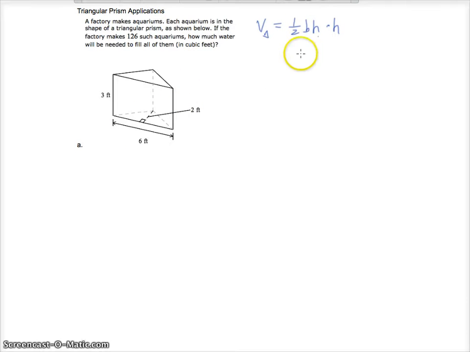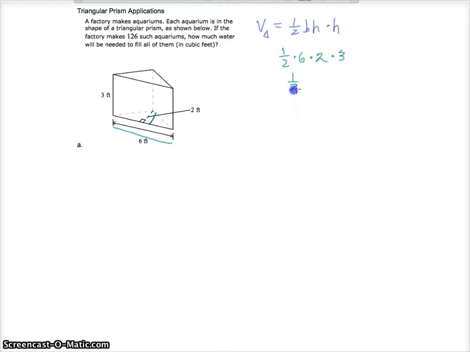So let's first talk about finding 1/2 the base times the height. Okay, so we're going to do 1/2 times 6 times 2, and then we're going to multiply it by 3. Let's do it this way first. Let's go 6 times 2 times 3. 6 times 2 is 12. 12 times 3 is 36.